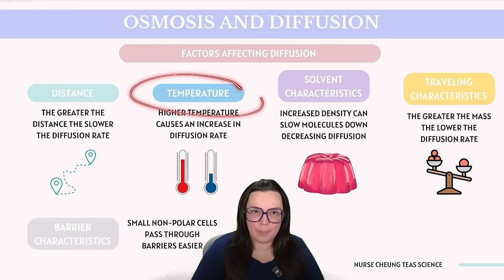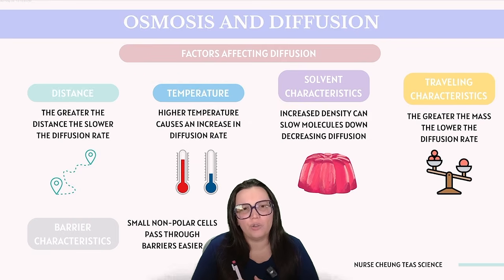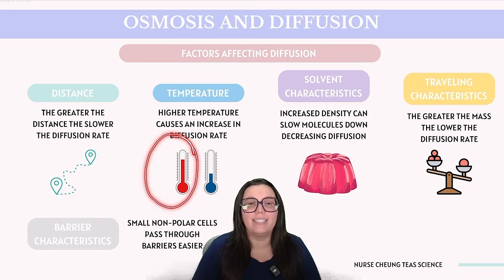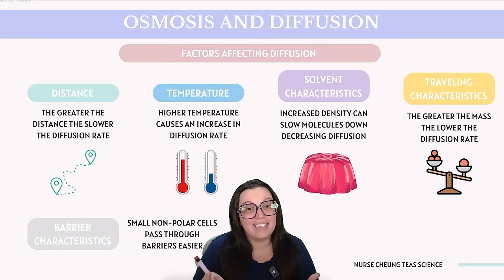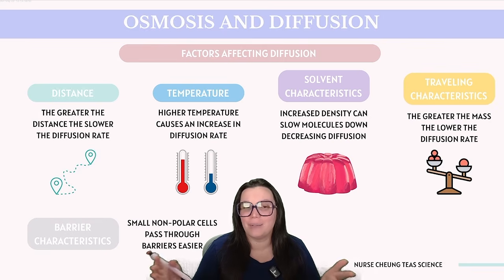Next up, we have temperature. Quick question, do you think a higher or lower temperature would increase the diffusion rate, assuming all other factors remain the same? You're right, generally higher temperatures are going to increase the diffusion rate. This is because the molecules move more rapidly at higher temperatures, enhancing their energy, which in turn speeds up diffusion.